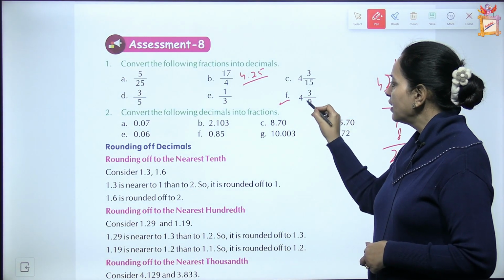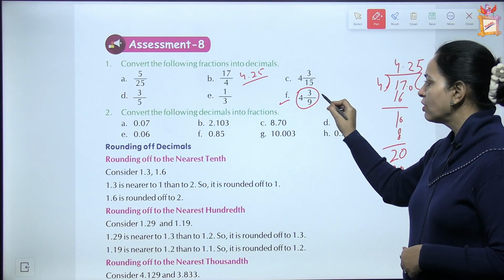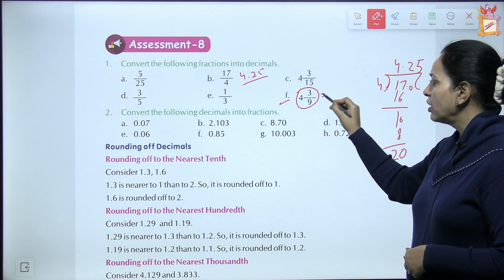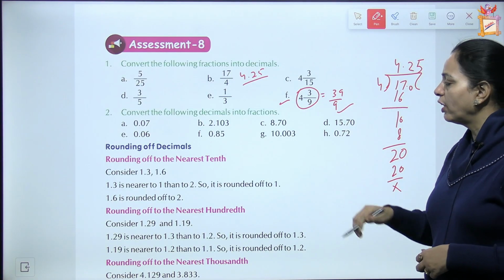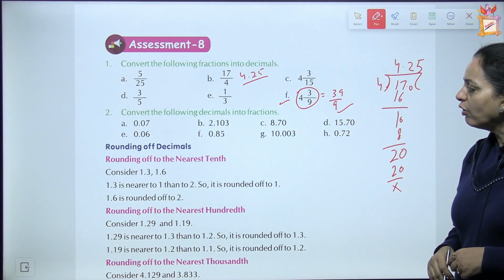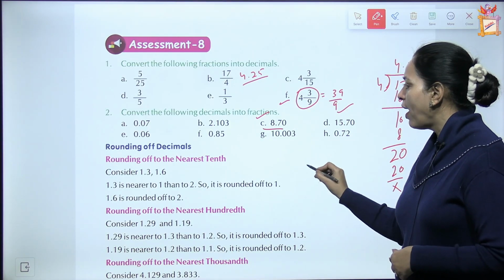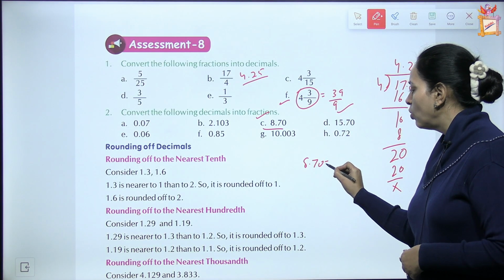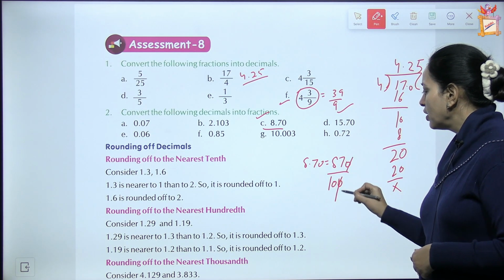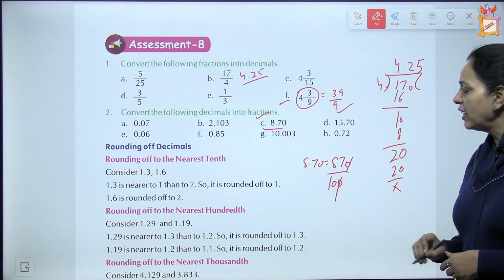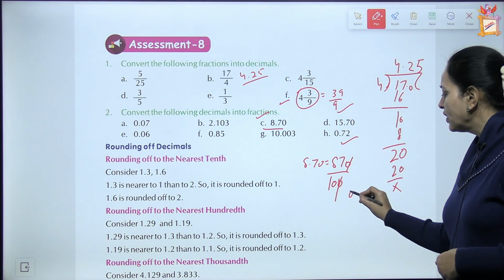Okay. Now what to do? The next is this one, 4 whole 3 by 9. So you can try this one. This is 9 4s are 36 plus 3, 39/9. You can try this one. Now the second one, convert the following decimals into fractions, like c part 8.70. So 870/100. Now cut the zeros. So this is 87/10.